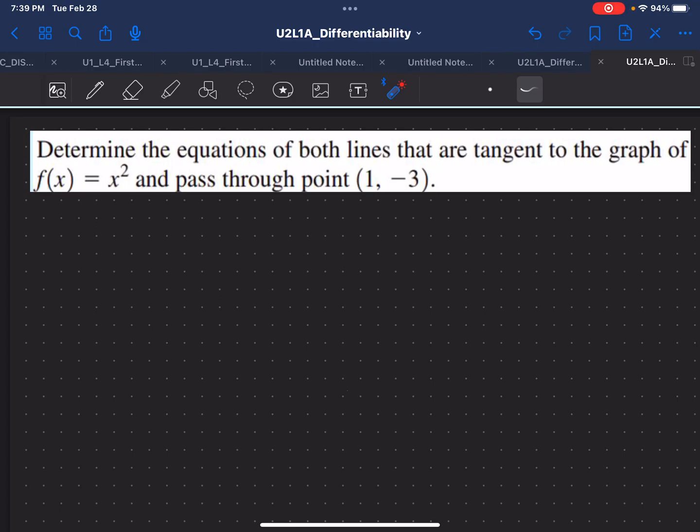We'll take a look at a homework question from lesson U2 L1A. We have to find the equations of both lines that are tangent to the graph of f of x equals x squared and pass through the point 1, negative 3. Now let's read the question a second time.